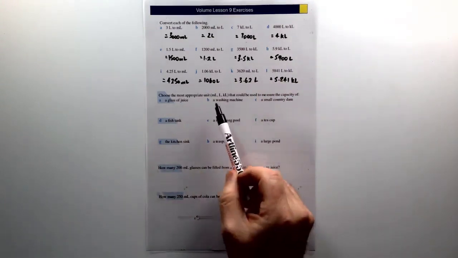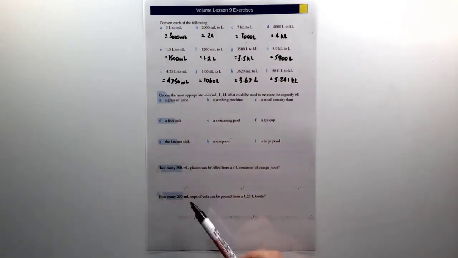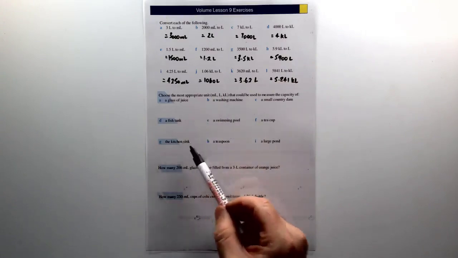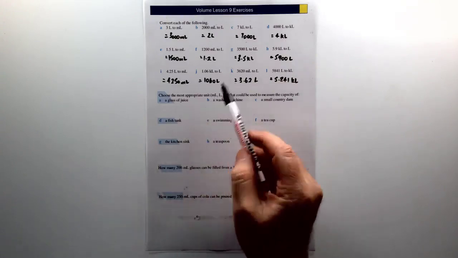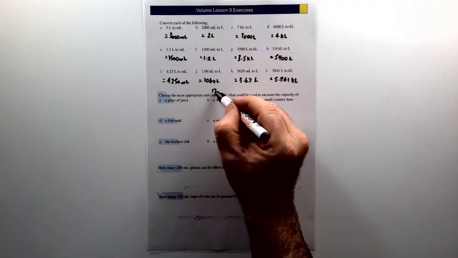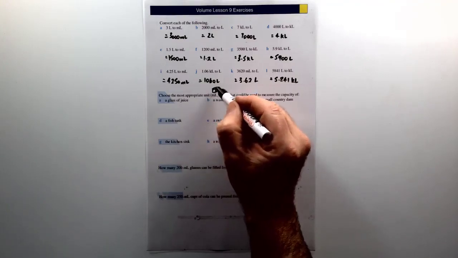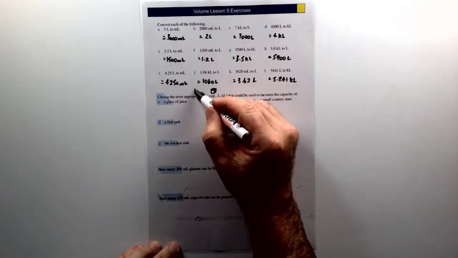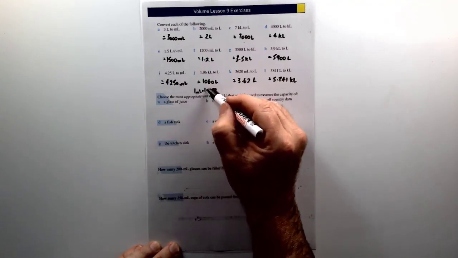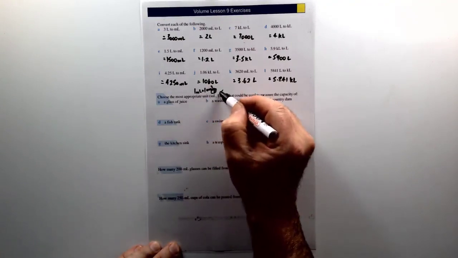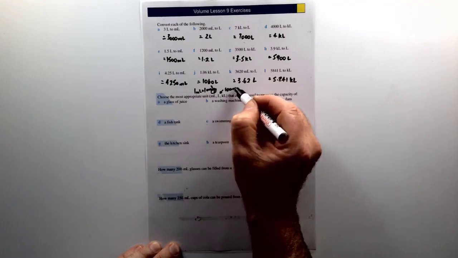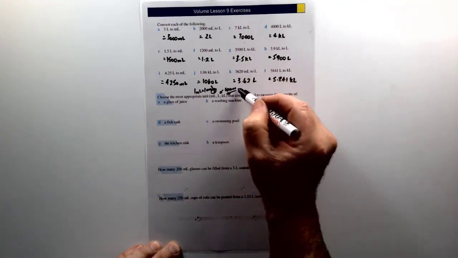Okay, so we need to work out which is the most appropriate unit to measure each of these things in here. So remember, a millilitre is like a cubic centimetre. So 1 millilitre equals 1 cubic centimetre. A litre is like a cube of side 10 centimetres. A kilolitre is a cube of side length 1 metre.